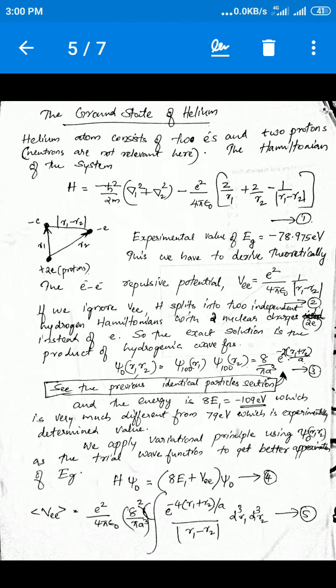Class. It is the ground state of helium. Here we are going to study an example, which is the ground state of helium, using the variational principle.